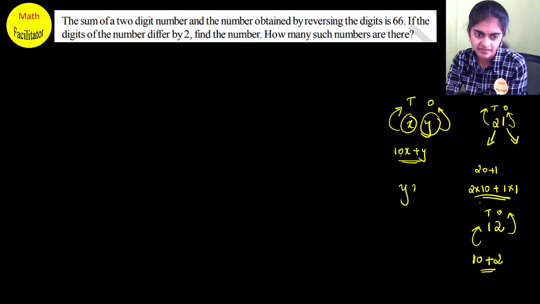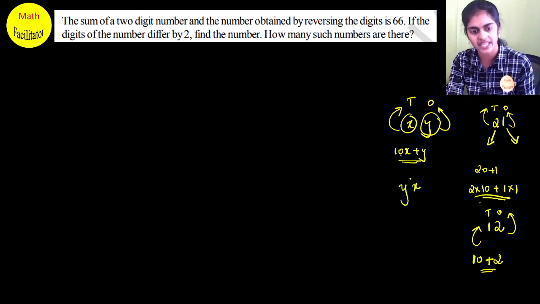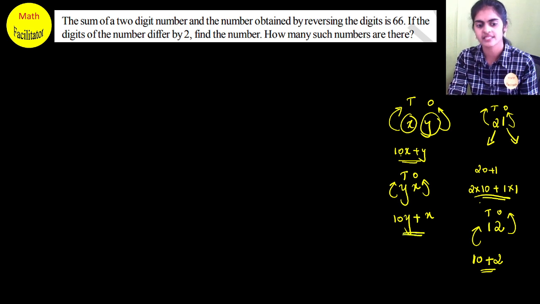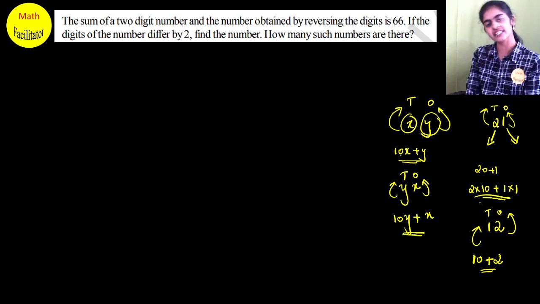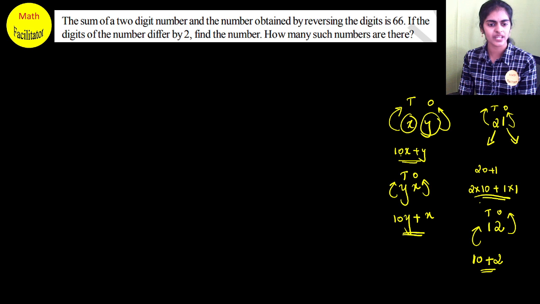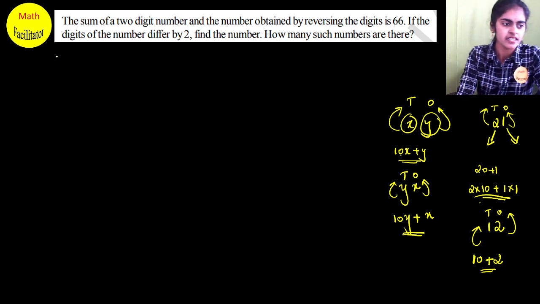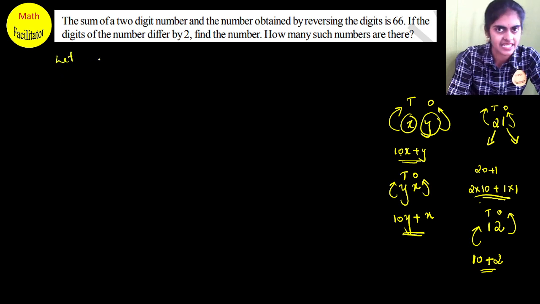Similarly, here if I reverse the digits, xy becomes yx. This is 1's place, 10's place. Value of y is 10y, value of x is x. And this is the total value of the number. Is it clear, everyone? Okay, expanded form. Now the two-digit number as we have taken here, I'm just taking it as xy.